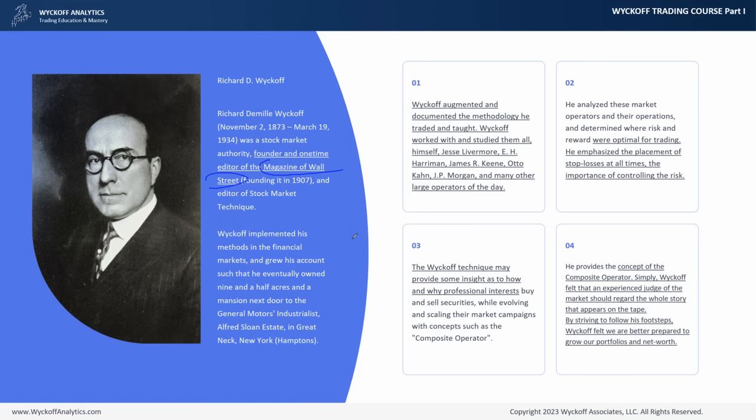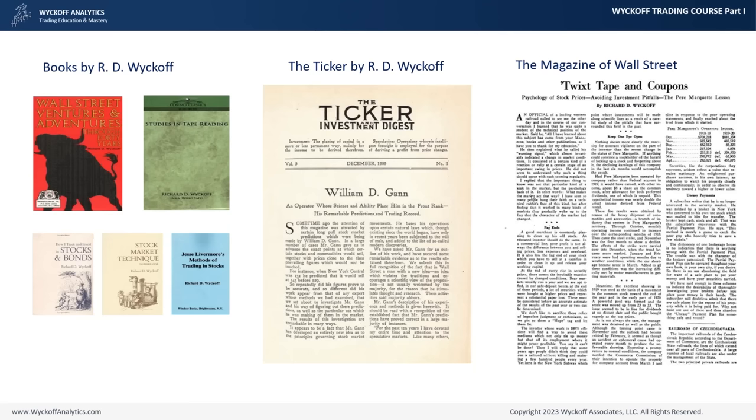But Wyckoff was able to leave a big body of knowledge for us, whether it came from the Magazine of Wall Street itself, or from the Ticker, which was the publication in the early last century that he published, where routinely he would talk to big traders at the time, discuss what the market is doing, and show the public how he analyzes the market. And obviously he left us quite a lot of books.